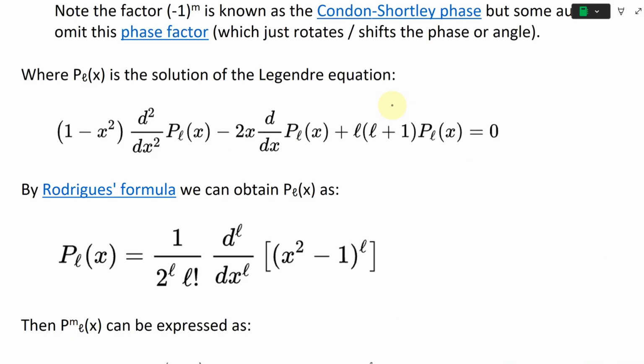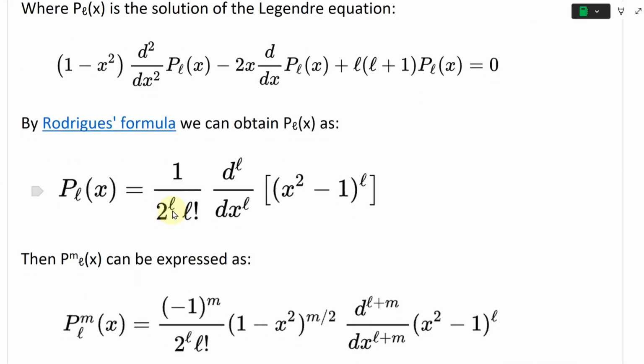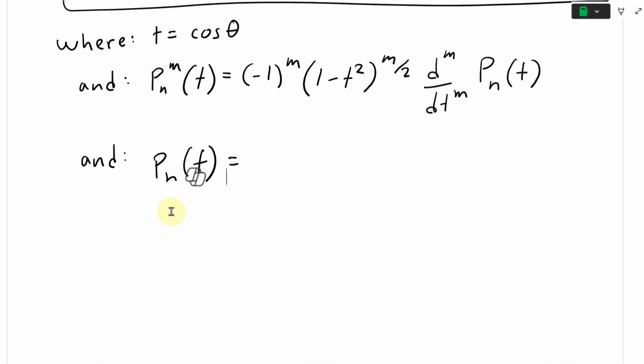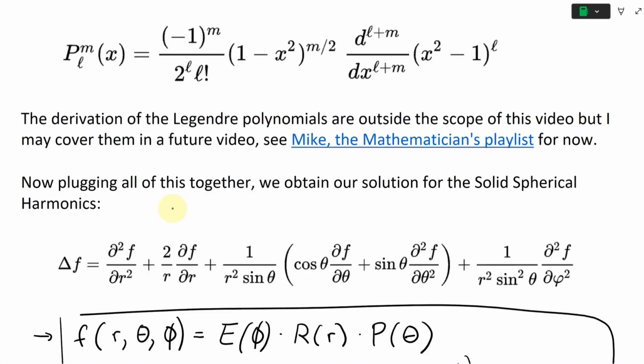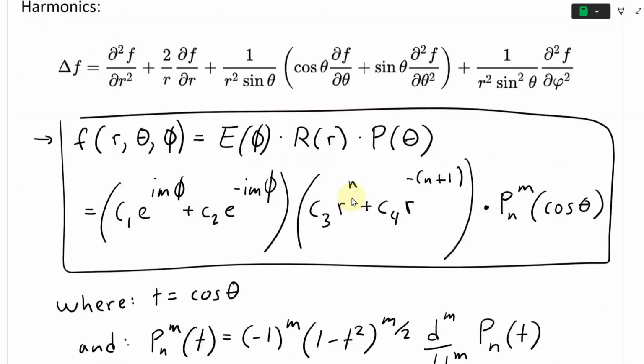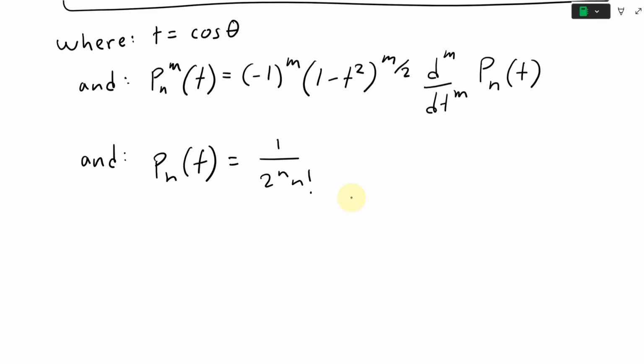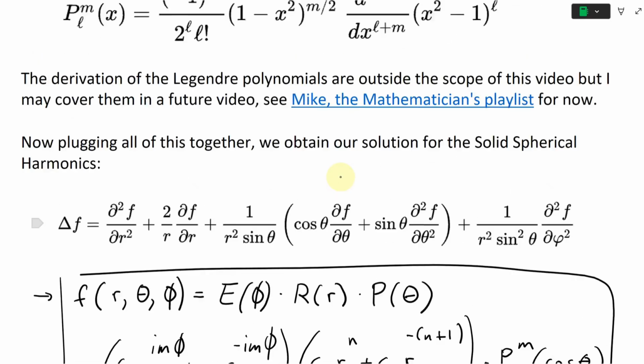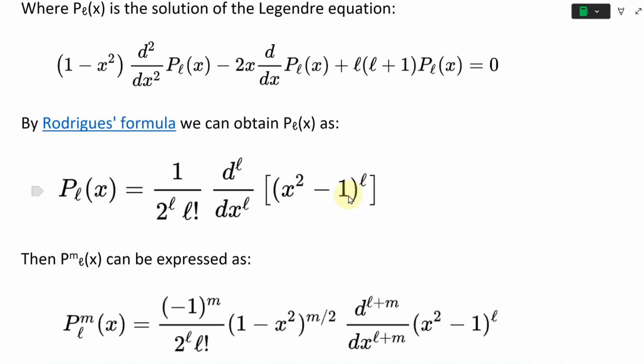This equals, let's scroll up to it, this part right here: 1 divided by 2^n n factorial, and then the next setup is going to be the nth derivative of t squared minus 1 to the power of n. So this is going to be the nth derivative of t squared minus 1 to the power of n. So that's what it is, I think. There it is, minus 1 to the power of n.